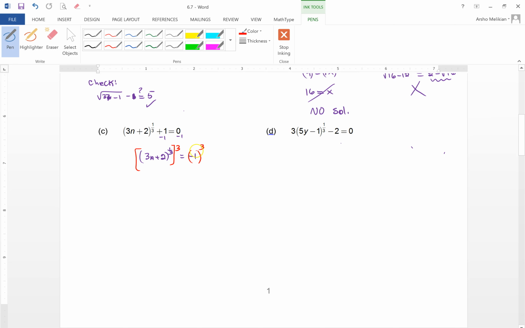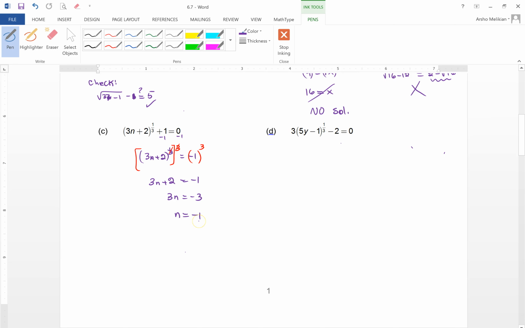Raise it to the power of 3, right? So whatever the exponent is, if the exponent is 2 over 7, you raise it to the power of 7 over 2, the reciprocal of the exponent. So now, 1/3 times 3 is just 1. So what I have on the left side is 3n plus 2 to the power of 1 equals what? Negative 1. So 3n equals negative 3, and n is equal to negative 1.